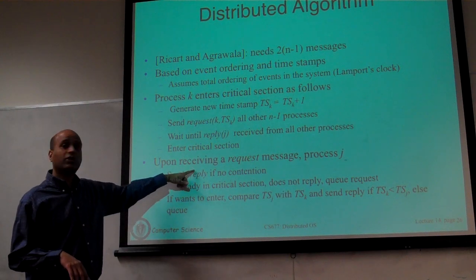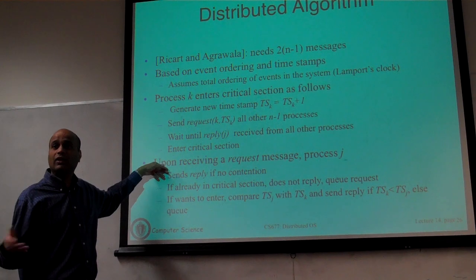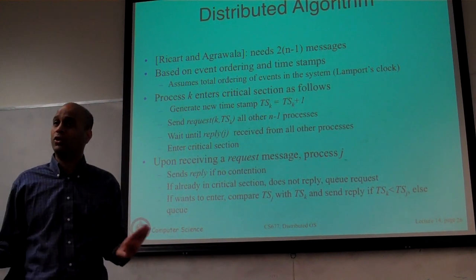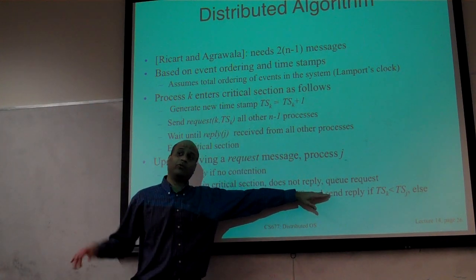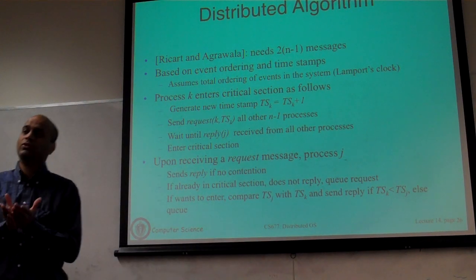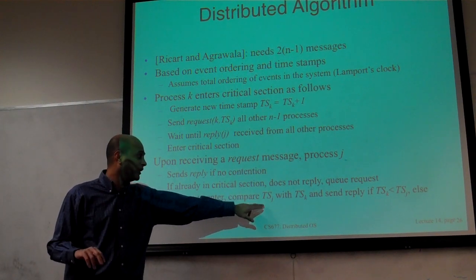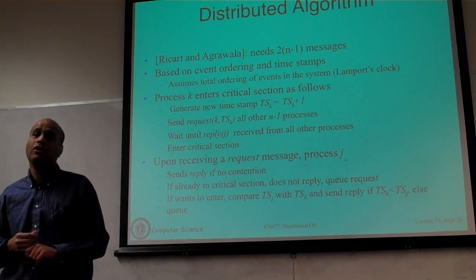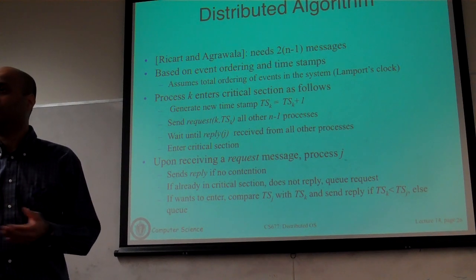Okay, so if you receive a request and there is no contention, then you just say, fine, go ahead, acquire the lock. If the process already holds the lock, then there is no contention, the lock has been granted, so you just queue up the request, wait for the lock to be released, and then you reply. And if there is contention, both processes want to acquire the lock, then you compare the timestamp of process J's request for the lock with the timestamp of process K's request, and you decide which of those is going to get the lock based on the timestamp order.